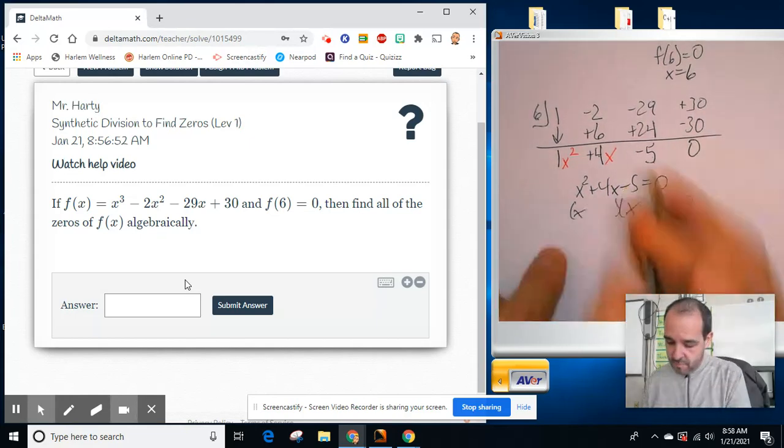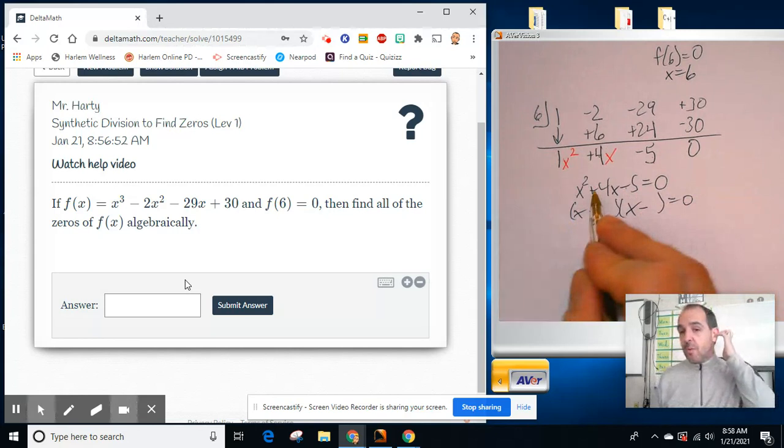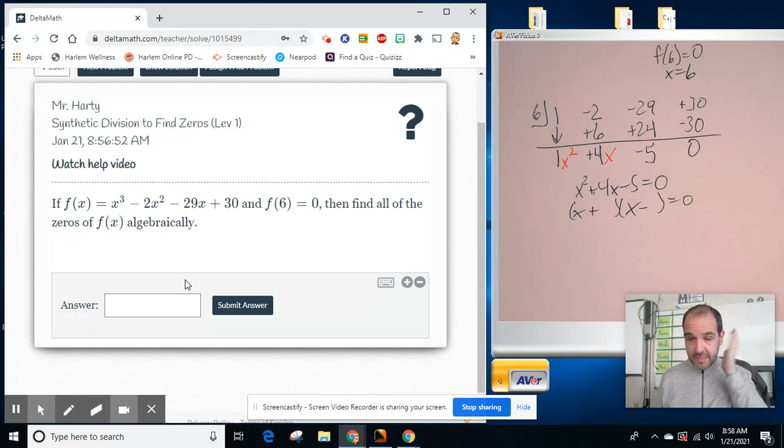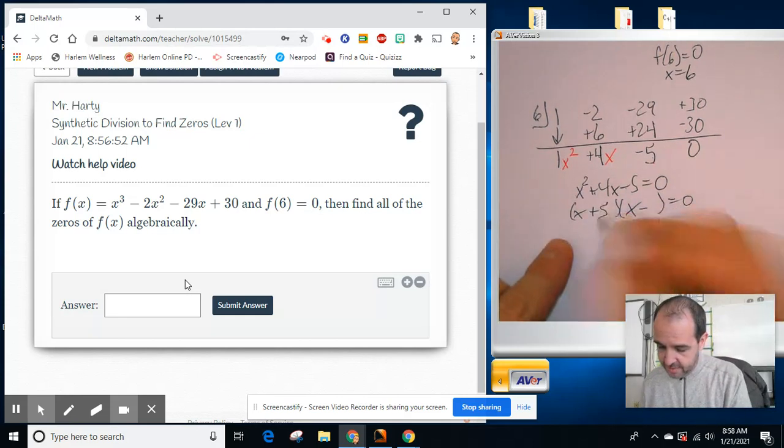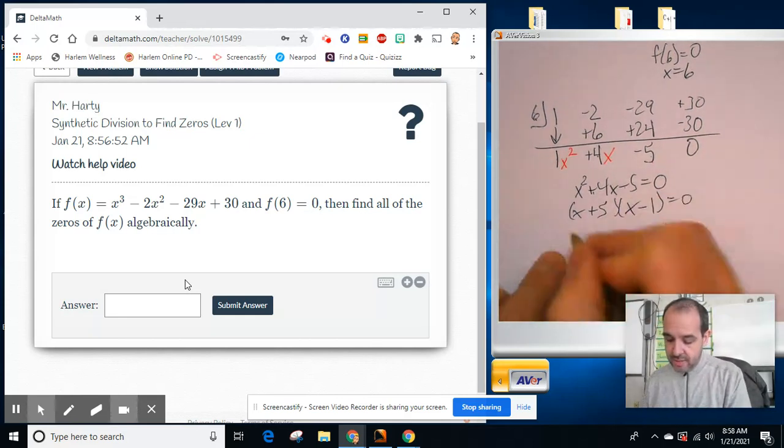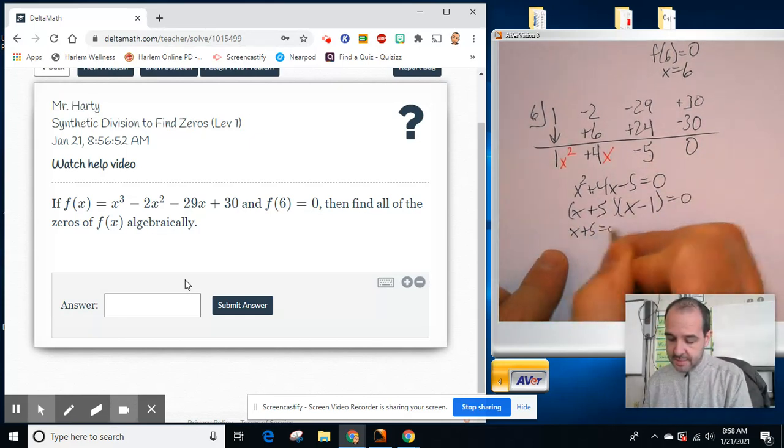Multiplies to a negative, adds to a positive, means the positive is going to be our bigger of the two numbers. Multiplies to 5, 4 apart. Okay, got this. Set those each equal to 0.